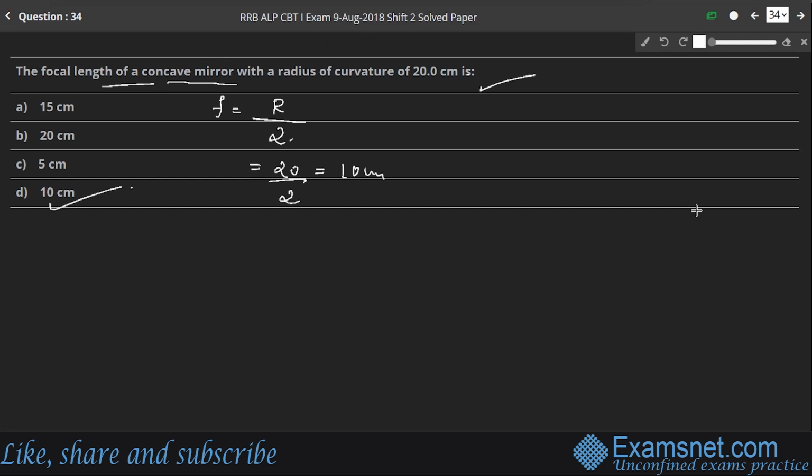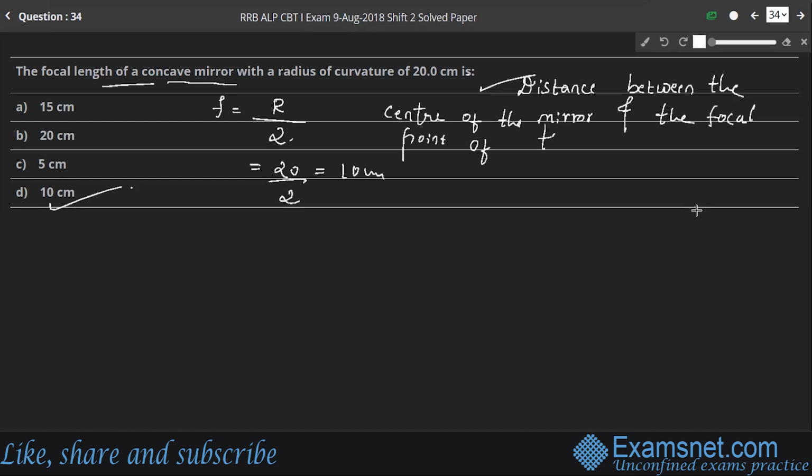So what actually is focal length? It is the distance between the center of the lens or mirror and the focal point of the mirror. So what is focal point? It is the point where parallel rays of light meet or appear to meet.